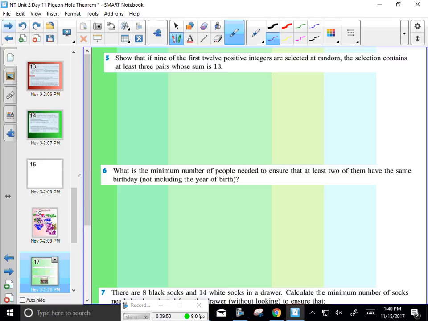I'll let you try some of these. Let's do this easy one here. Number 6, what's the minimum number of people needed to ensure that at least 2 of them have the same birthday? How many would you need? 366 days in a year. And how many people, if we distributed them, one for each day with leap year, then we'd need how many? 367 people, sure. Then you'd be assured.